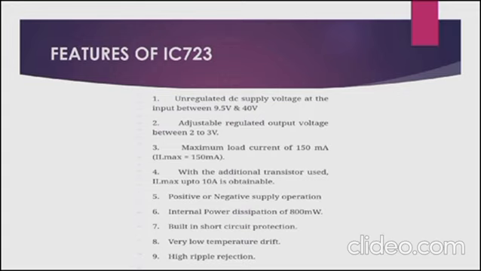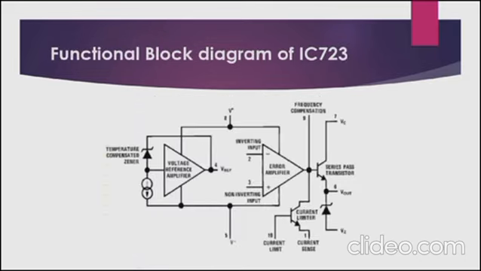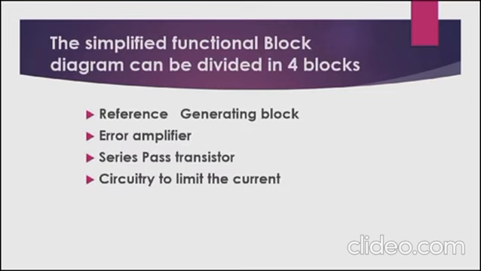These ICs are used for different operations such as positive, negative, series, floating and shunt regulators. The block diagram of IC723. The simplified functional block diagram can be divided into 4 blocks: reference generating block, error amplifier, series pass transistor, circuitry to limit the current.